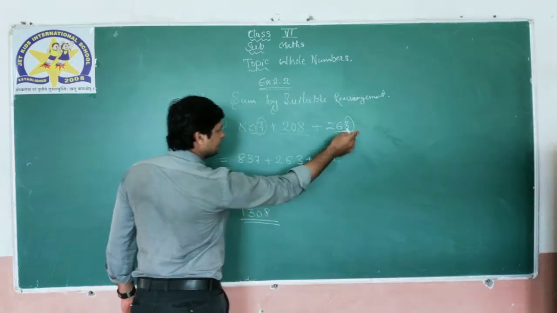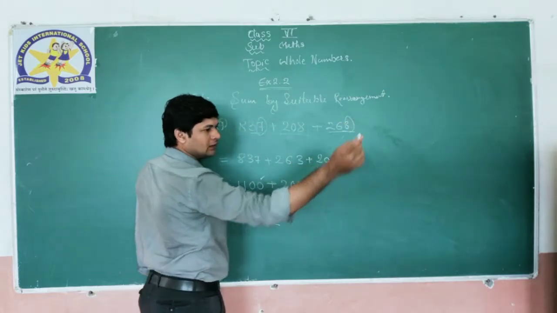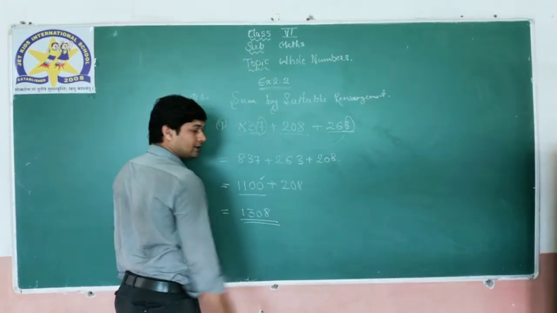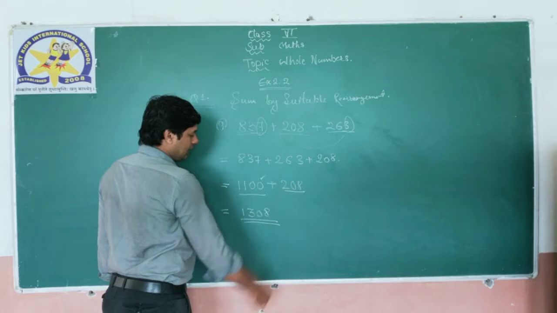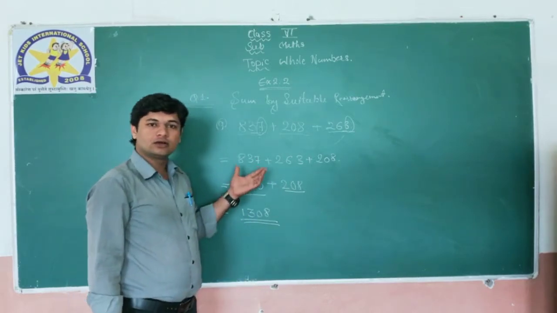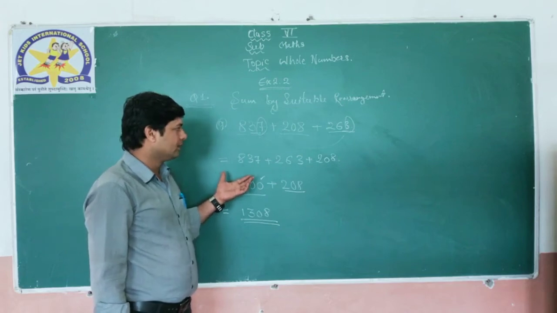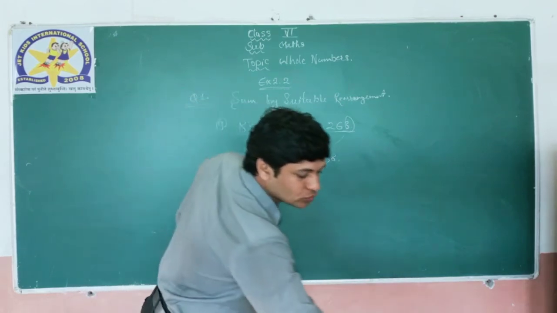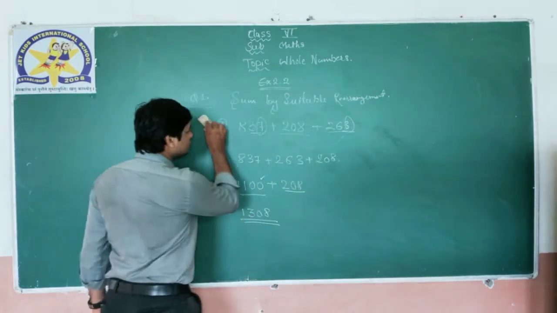37 and 63 is 100, 800 and 200 is 1000, plus 100 is 1100. Okay, and add 208. So it will be a little bit easy, or easy to calculate. That's why we are taking suitable rearrangement. Okay, next question, that is B.